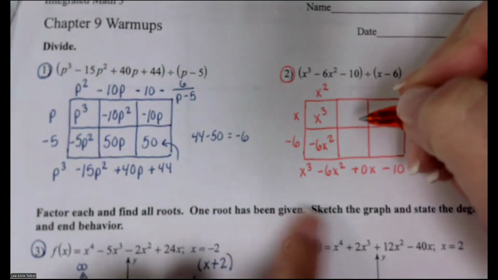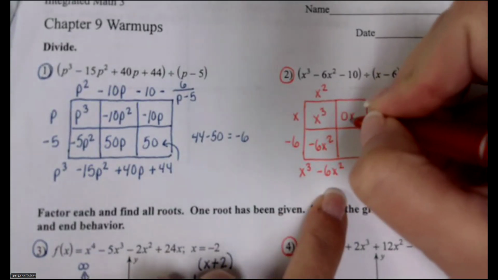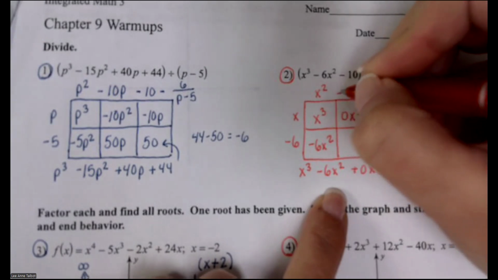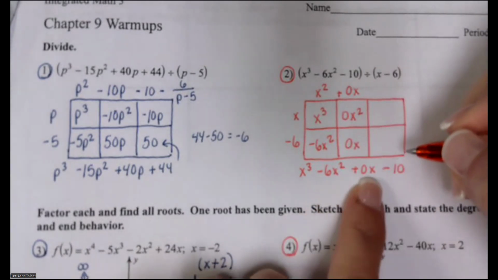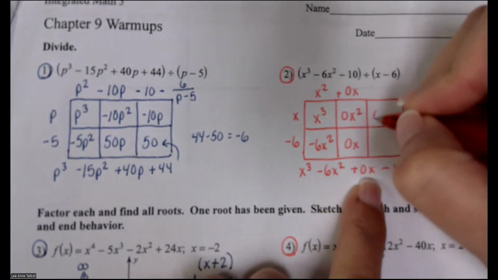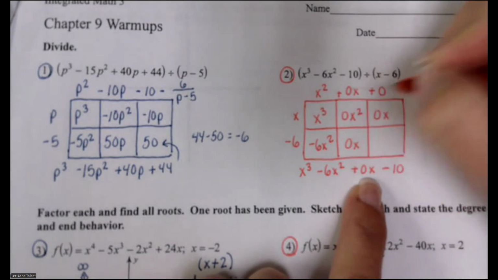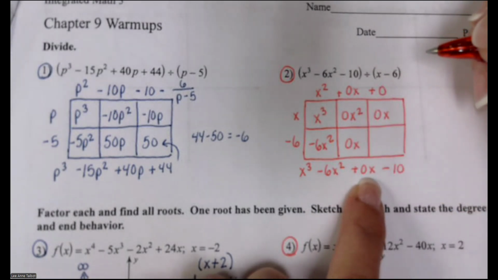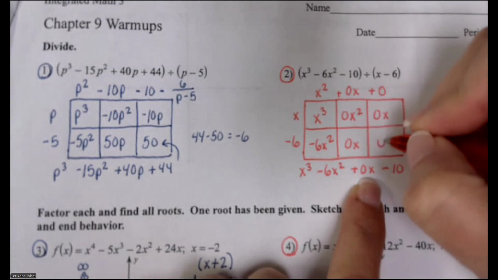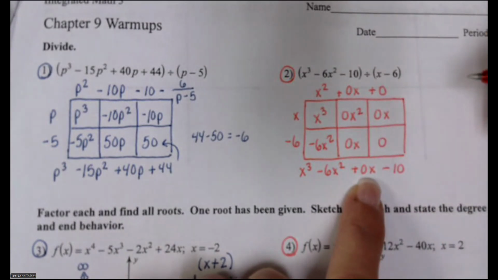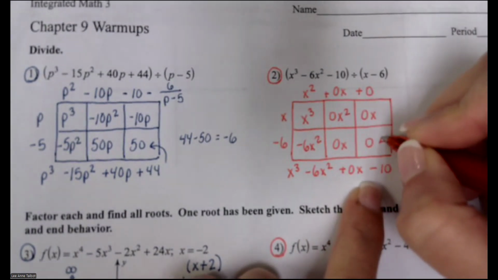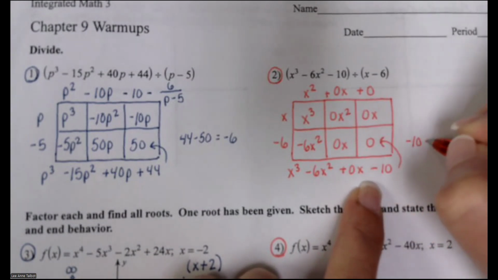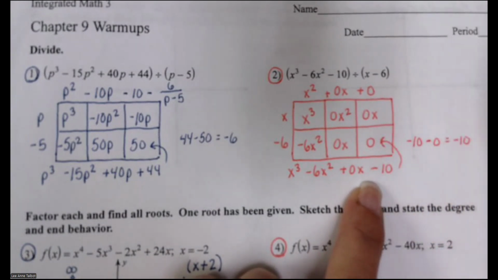Oh, that's awkward. I already have it. 0x squared, 0x. Oh man, I already have that too. 0x, 0, 0. Hmm. Okay. Negative 10 minus 0 is negative 10.